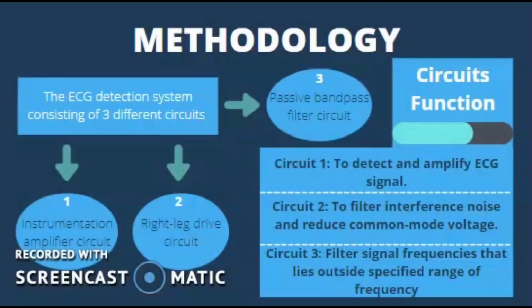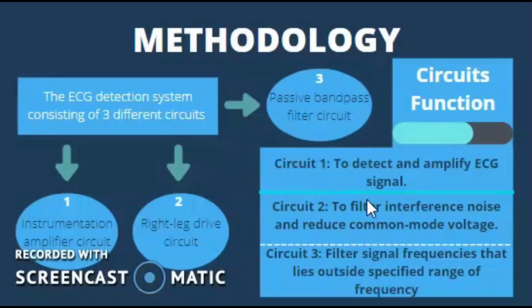Hello, my name is Muhammad Hazim. So I'm going to discuss the methodology of our project, which is the ECG detection system. The design of the system consists of 3 different circuits. The first one is the instrumentation amplifier circuit. The second one is the right leg drive circuit, and the last one is the passive band pass filter circuit. Each circuit has its own function in measuring the ECG signal.